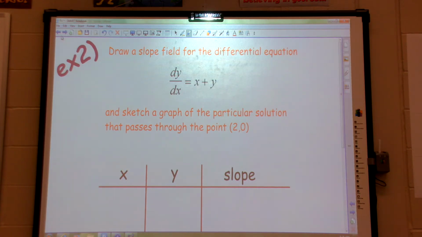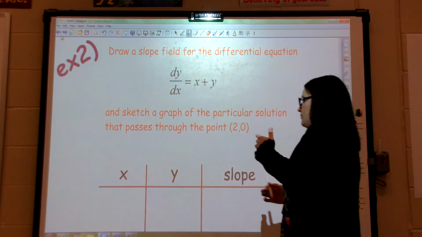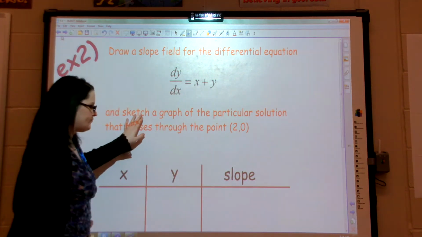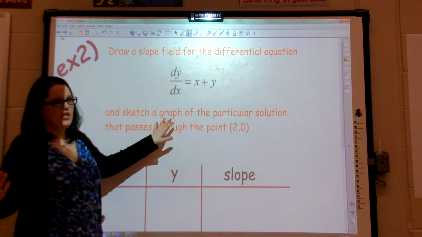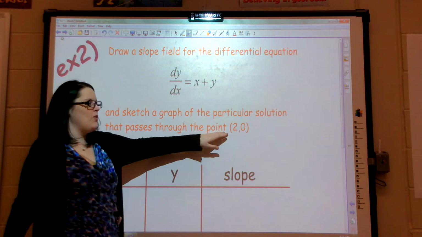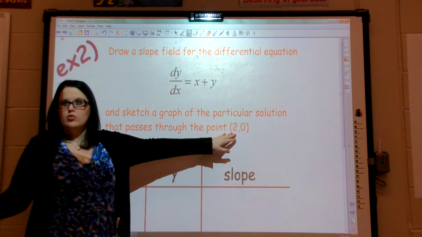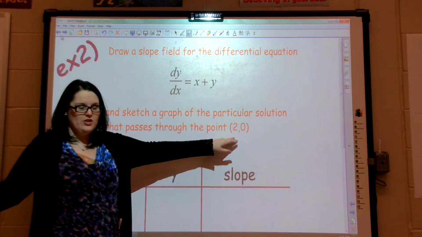No. Your variable is x, right? dy/dx. So y is a function. So this we'll do later. This is telling me, after I see the graph, the slope field, I want you to draw a solution through this point. There's more than one right answer to that.